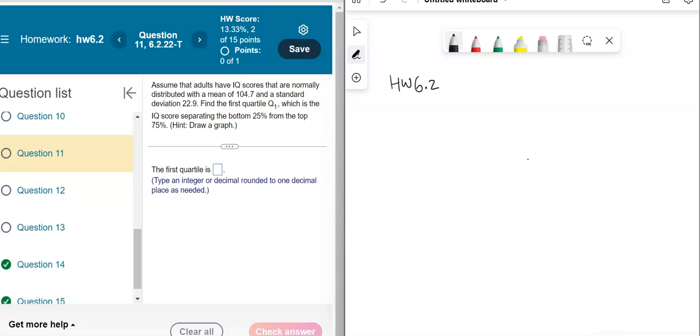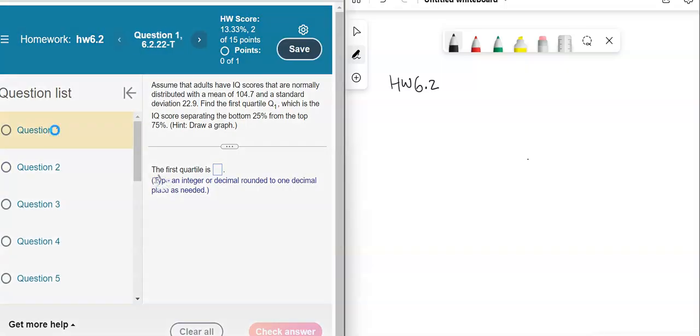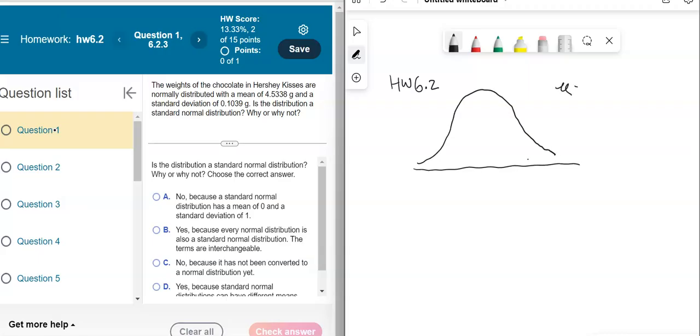This is homework 6.2. We have to go to question number 1 here. The weights of the chocolate in Hershey Kisses are normally distributed. So normally distributed means it is bell-shaped, symmetric bell-shaped. And the mean is 4.5338, and the standard deviation is 0.1039.